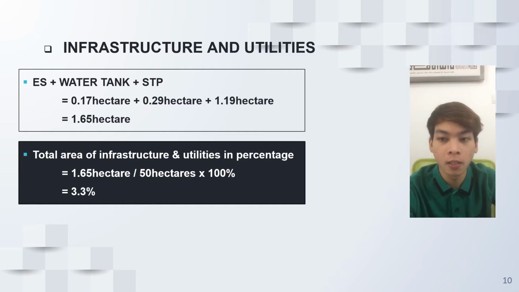Infrastructure and utilities. Electrical substation took 0.17 hectares of the area. The water tank took 0.29 hectares of the area. And the sewage treatment plant took 1.19 hectares of the area. The total area of infrastructures and utilities is 1.65 hectares, or 3.3% of the area.